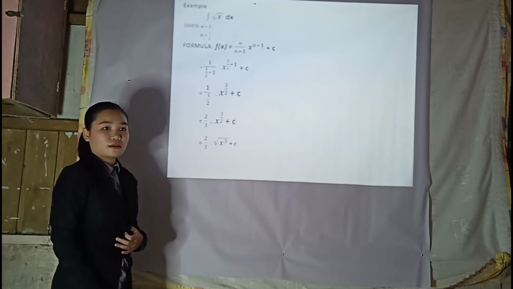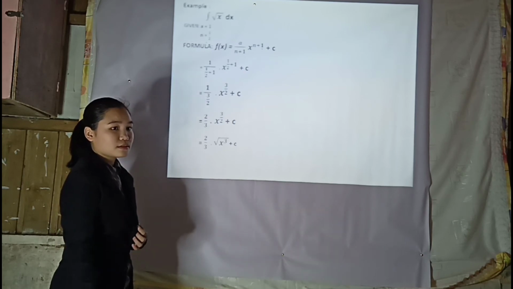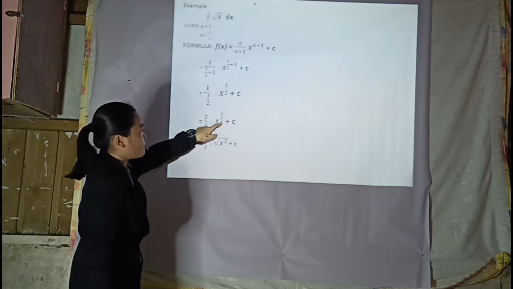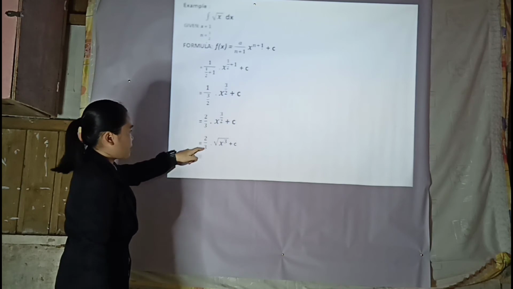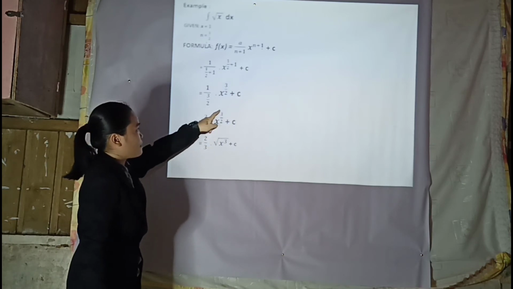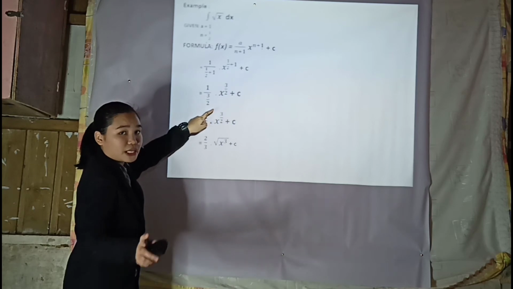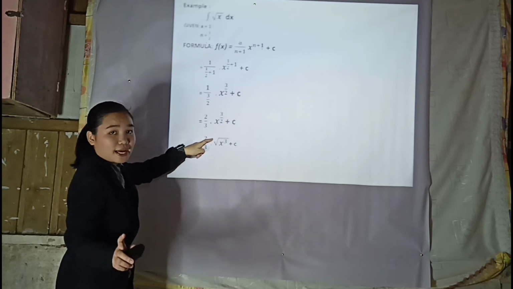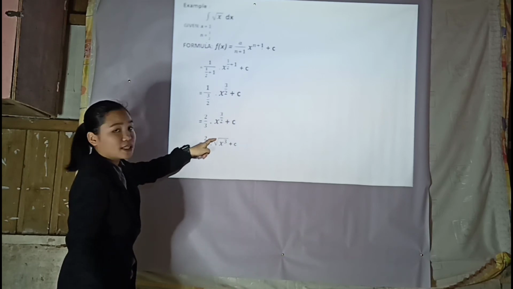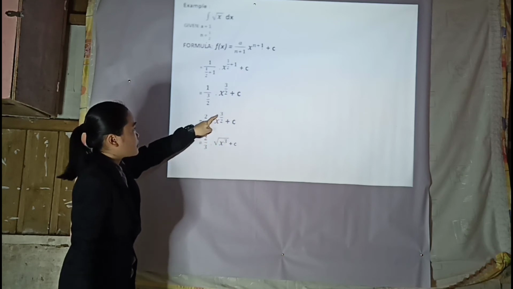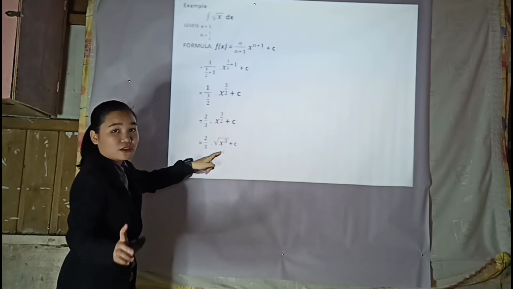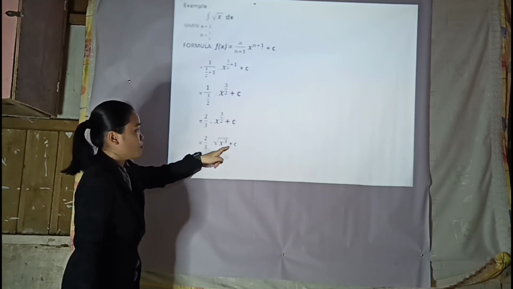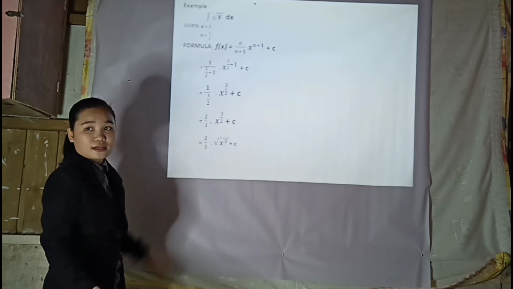Any question? Yes? Okay. From this equation, 2/3 times x raised to the power of 3 over 2 plus c, copy the 2/3 times. We will simplify this x raised to the power of 3 over 2. Our denominator will be put outside of the radical sign. Since it's 2, square root. The numerator will be the exponent of our variable, which is x. So, the answer is square root of x cubed plus c. So, this is our final answer. Any question?